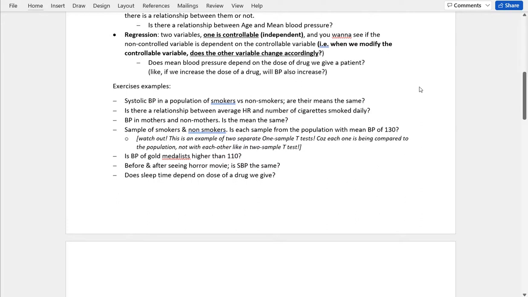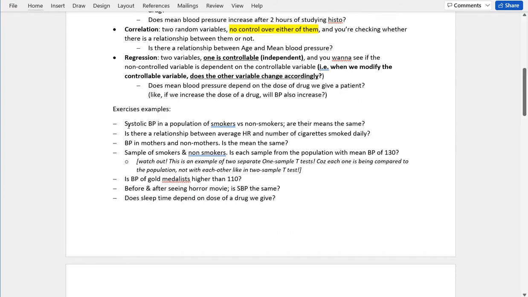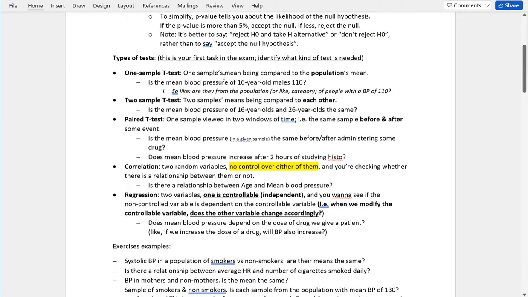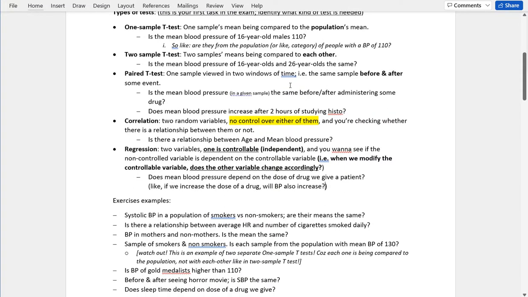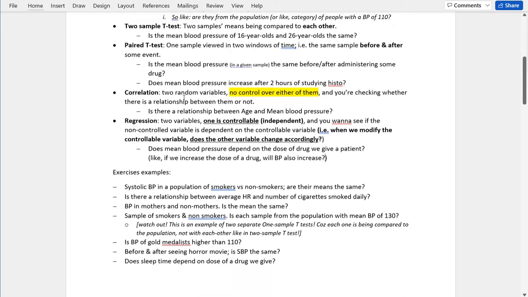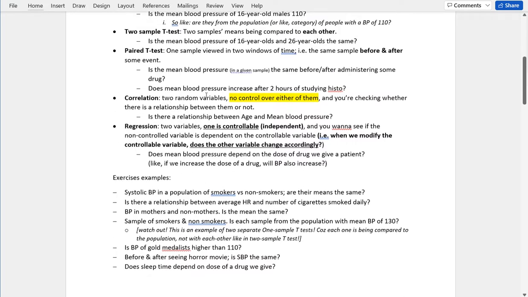So here are some test examples for you, to see if you properly understand the topic. Let's try to find out what kind of test each of these is. Is it a one sample t-test, one sample compared to a population or some category? Two samples compared to each other? A paired t-test, in which one sample is checked before and after? Is it a correlation, in which there are two random variables and you don't have control over either of them, no dial to control them? Or is it two variables, one you can control and the other you can't control?